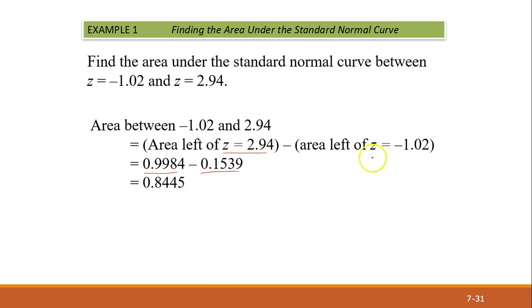Okay, so we could go back and find them on the table, but I think y'all are good now with finding things on the table. And there you go. The area between those two values there is going to be the 0.8445.